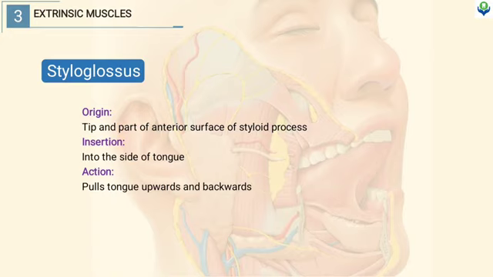Styloglossus. It originates from the tip and part of the anterior surface of the styloid process, whereas it gets inserted into the side of the tongue. It pulls the tongue upwards and backwards.